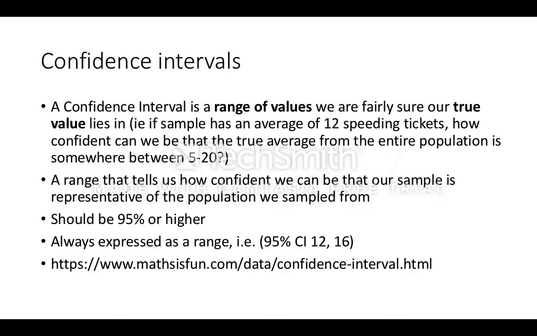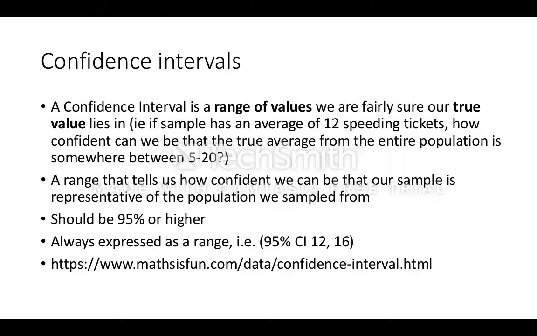Because we're only collecting data from a sample of people rather than every single individual in the United States or even in Massachusetts, which is not very feasible, we're looking for a smaller group of people who represent the United States or the Commonwealth of Massachusetts fairly well. And so confidence intervals provide us a range of real numbers that tell us how confident we can be that our sample is representative of the population that we sampled from.